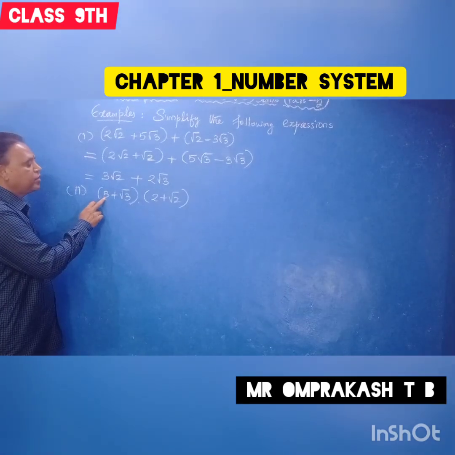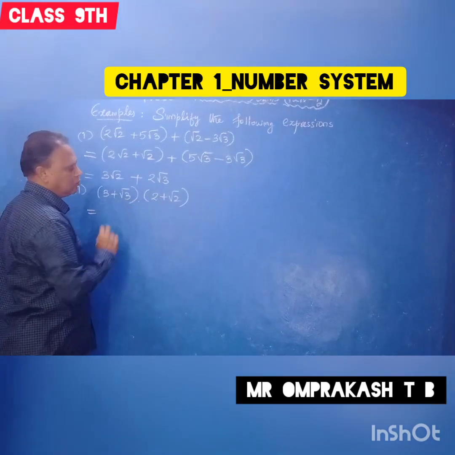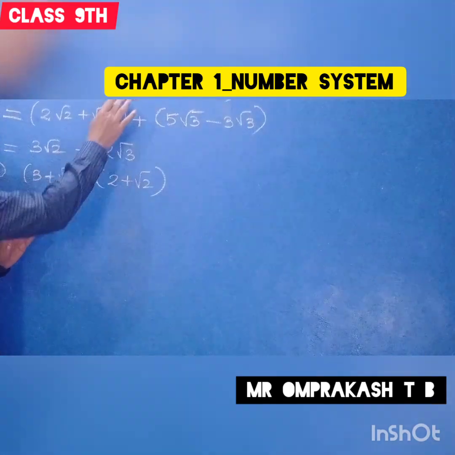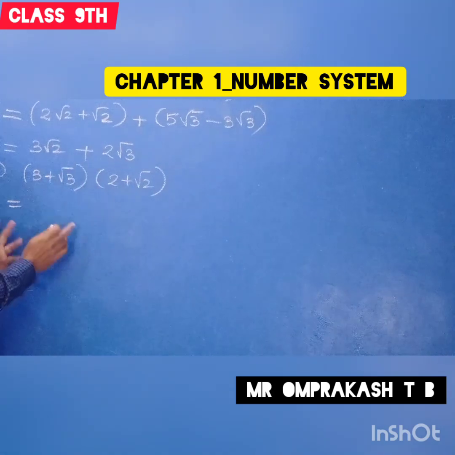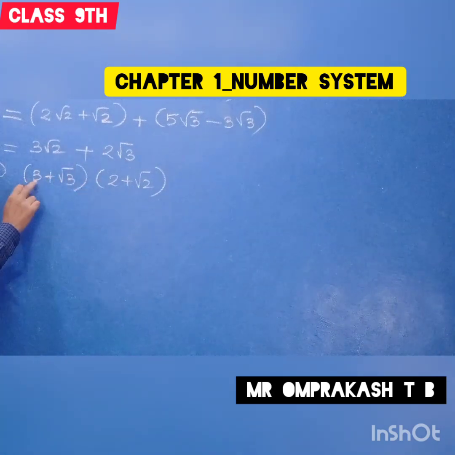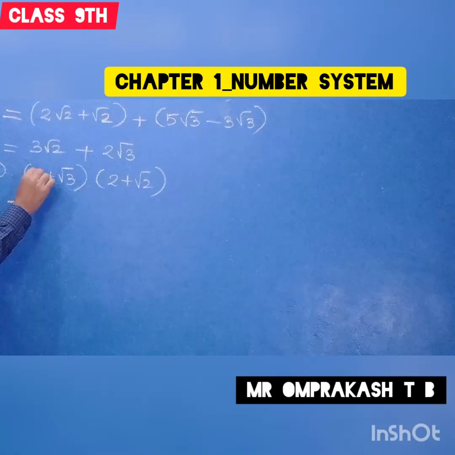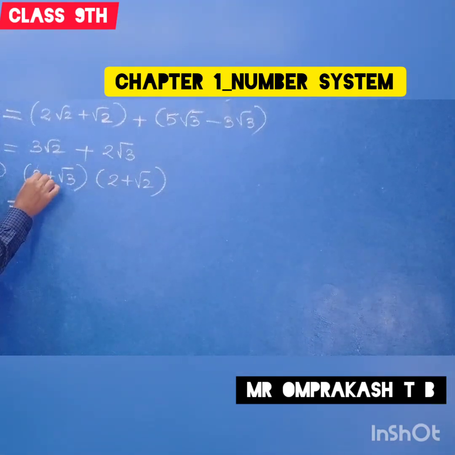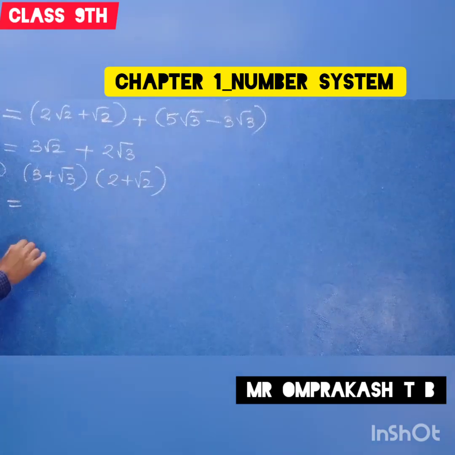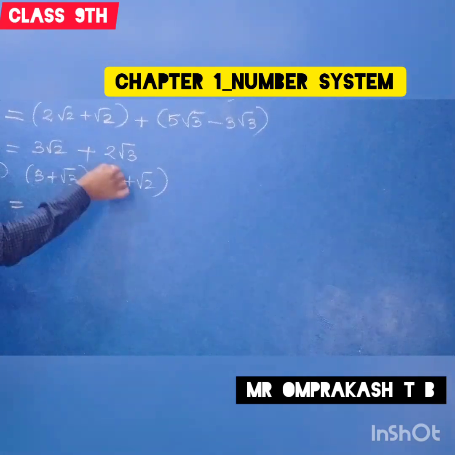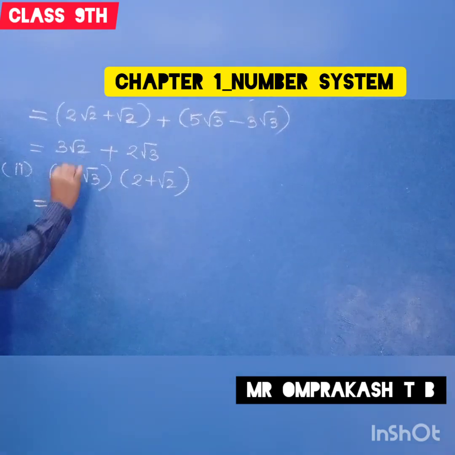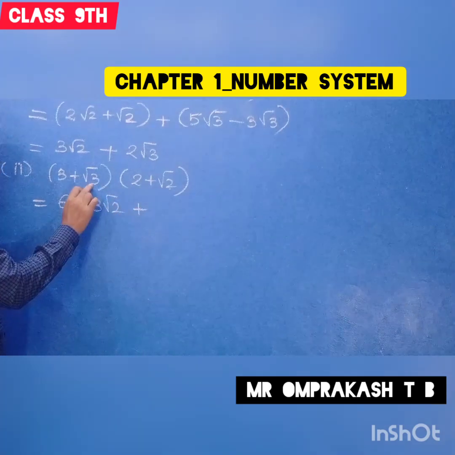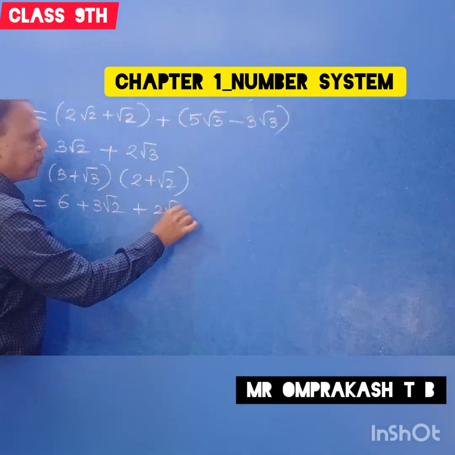Only one more problem. 3 plus root 3 into 2 plus root 2. So this is a product. Before, you saw a sum there, so we simply added on grouping. But here it is a product, you have to multiply one by one. First you take 3 and apply the distributive law. Distributive law means this 3 you are taking, distribute to the two terms. Clear? So 3 into 2, 6. 3 into root 2, 3 root 2. Plus root 3 into 2, 2 root 3.